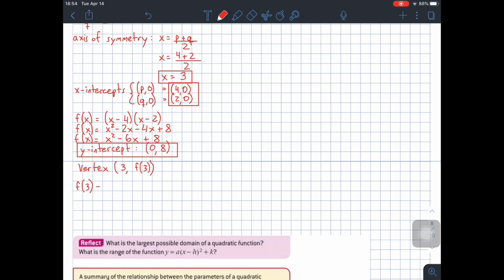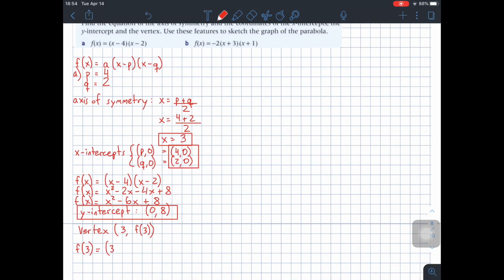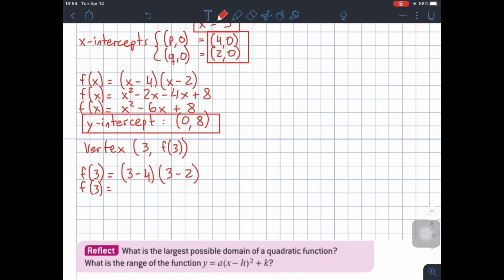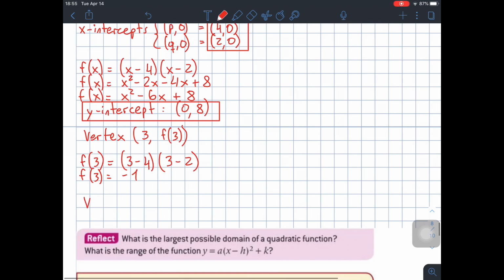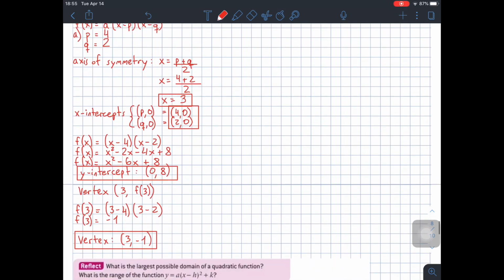That is, I plug this into the equation. And this would be (3 minus 4) times (3 minus 2). And if we do this, this gives us 3 minus 4 is negative 1. Negative 1 times positive 1 is negative 1. So the vertex has coordinates (3, negative 1). With this information, we have all of the requirements to make the sketch of our parabola.